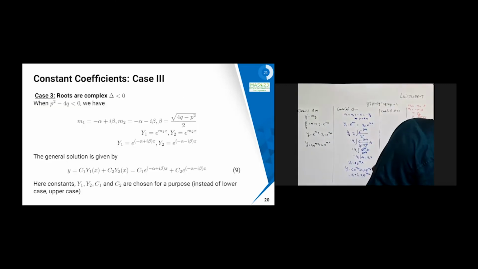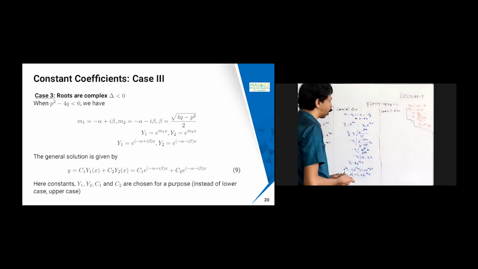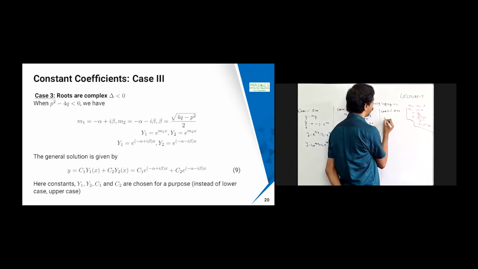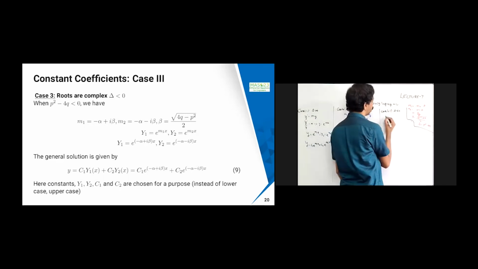Again, we will come to this example a little later. Now the next case, case 3, which is delta less than 0. In this case, I have y equal to e power m1. First we will write m1 and m2. So m1 is going to be minus alpha, let me put plus beta.